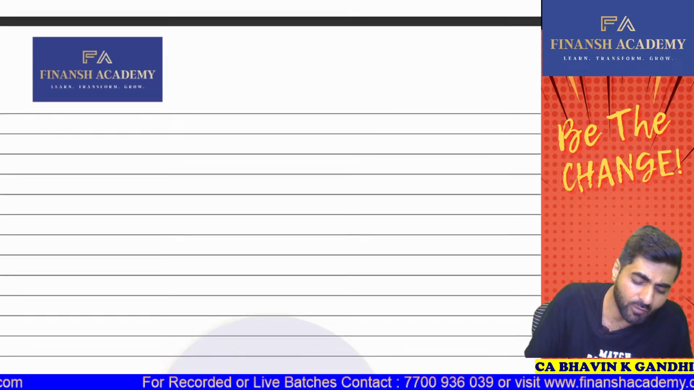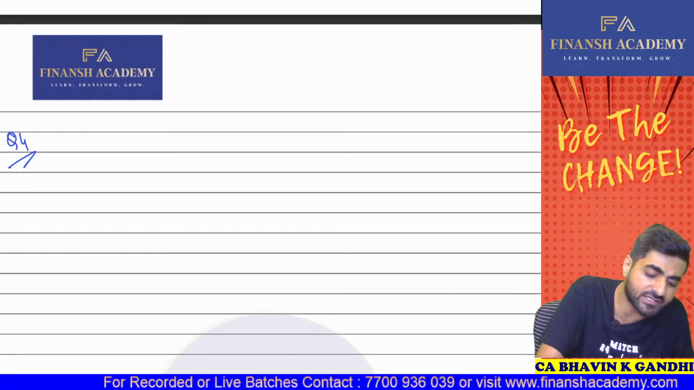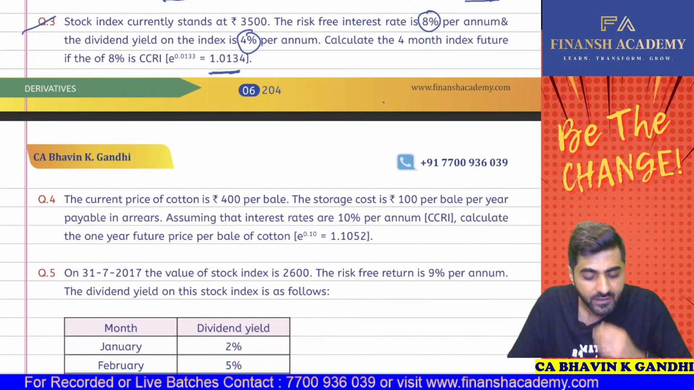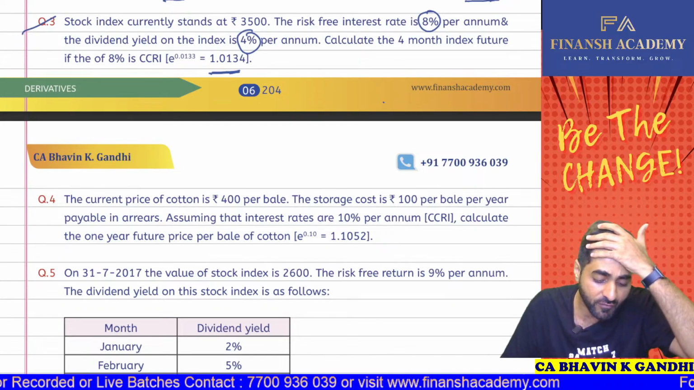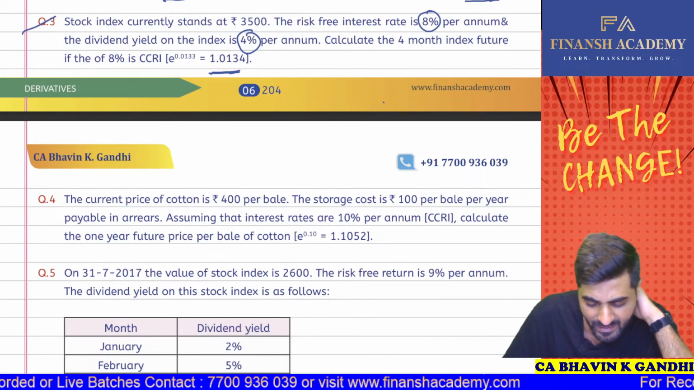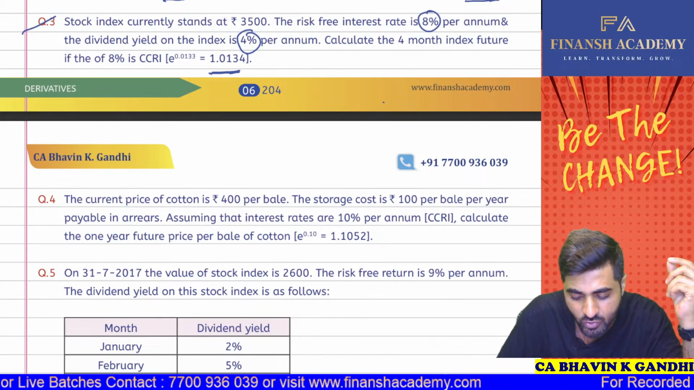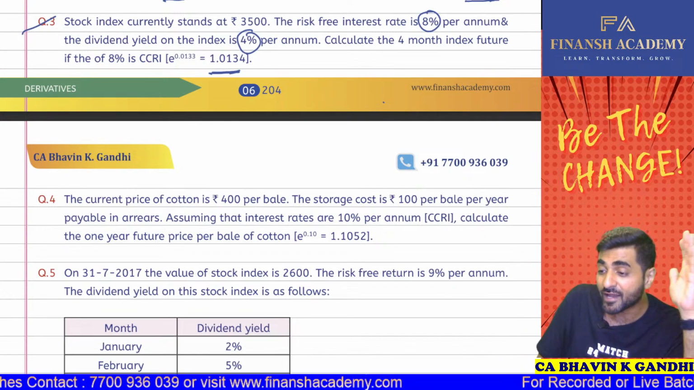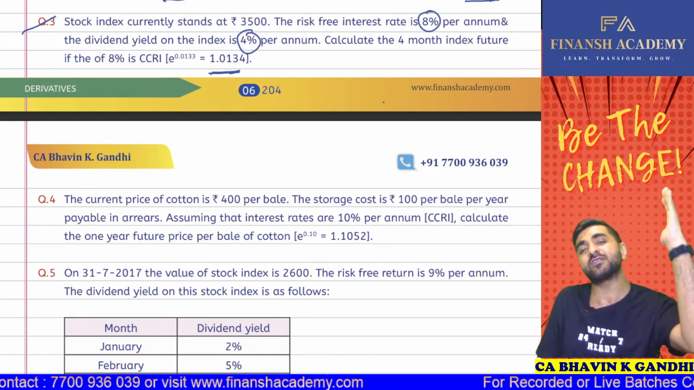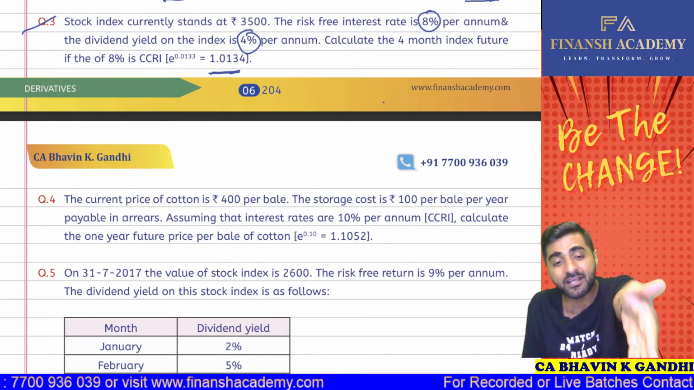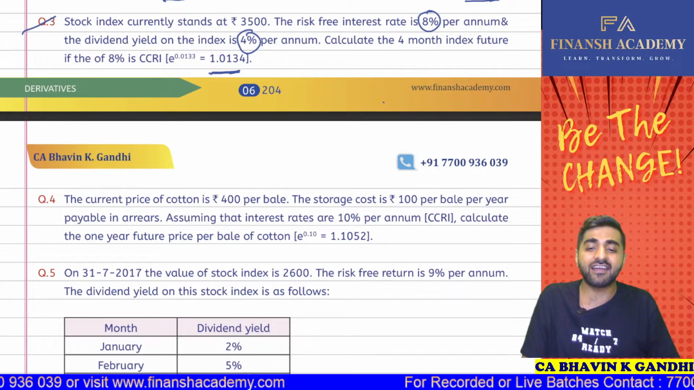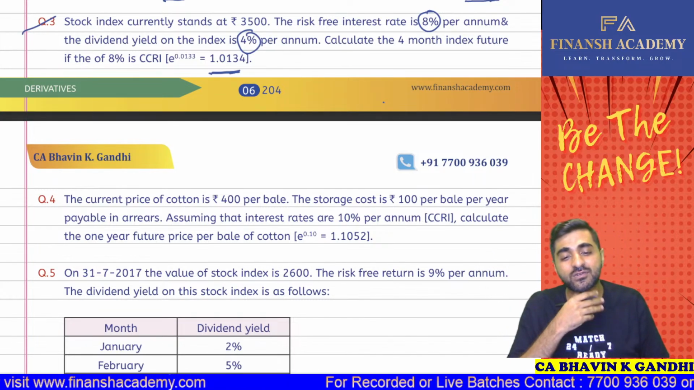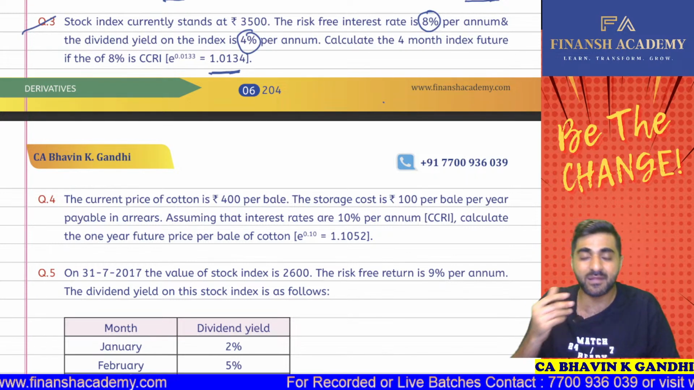Now, my dear students, your next question, let us see what we have here. Again, we have the current price of cotton at rupees 400 per bale, that's a unit of measurement, and the storage cost is rupees 100 per bale per year, which is payable in arrears. So now again, are we required to calculate what should be the price of a commodity? Come on, yes or no? Yes, sir. And we have the interest rate of 10% continuously compounded. We are again required to calculate the 1-year future price per bale of cotton.